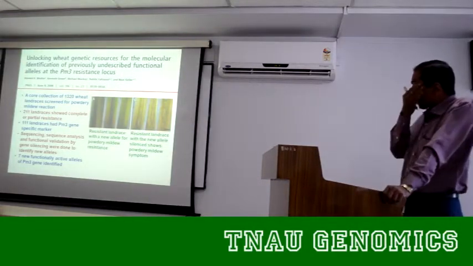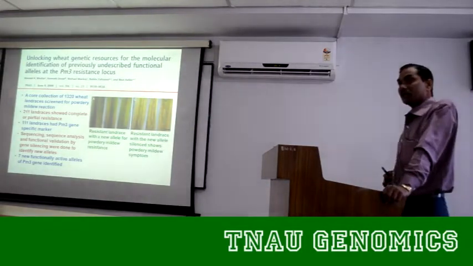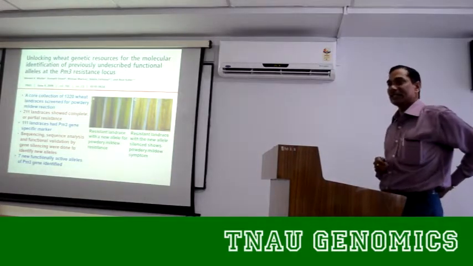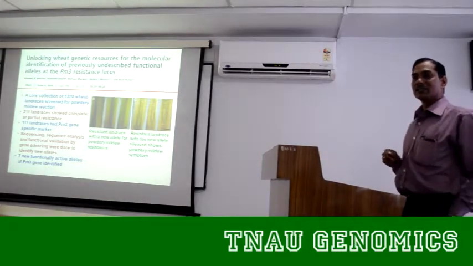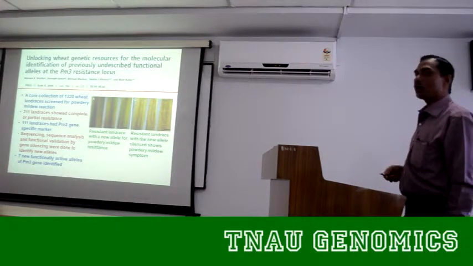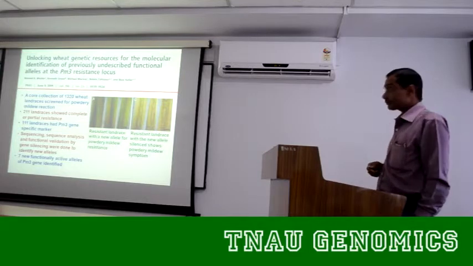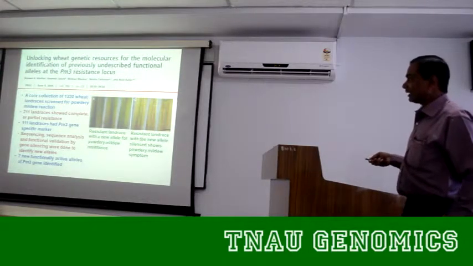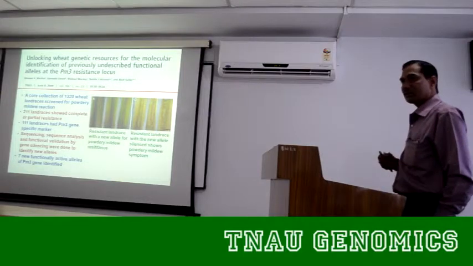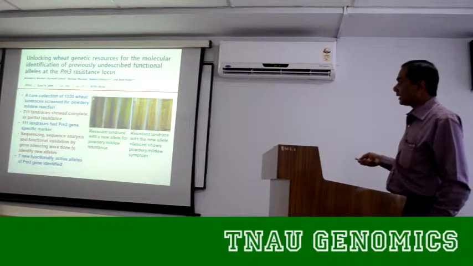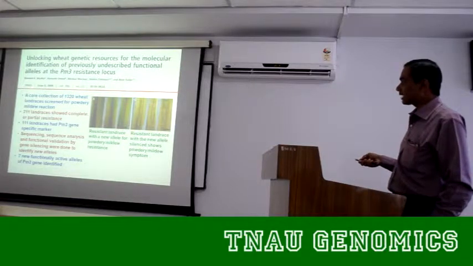And this is one example of the use of the germplasm resource to identify a new allele for a trait, that is powdery mildew resistance. It's not a complex trait, it's a simple trait, a Mendelian trait. And this gene was already cloned in wheat, and the sequences were known. What they did is they made a core collection of 1320 germplasm lines in wheat. This is the paper from the US, published in Proceedings of the National Academy of Sciences USA in 2009.